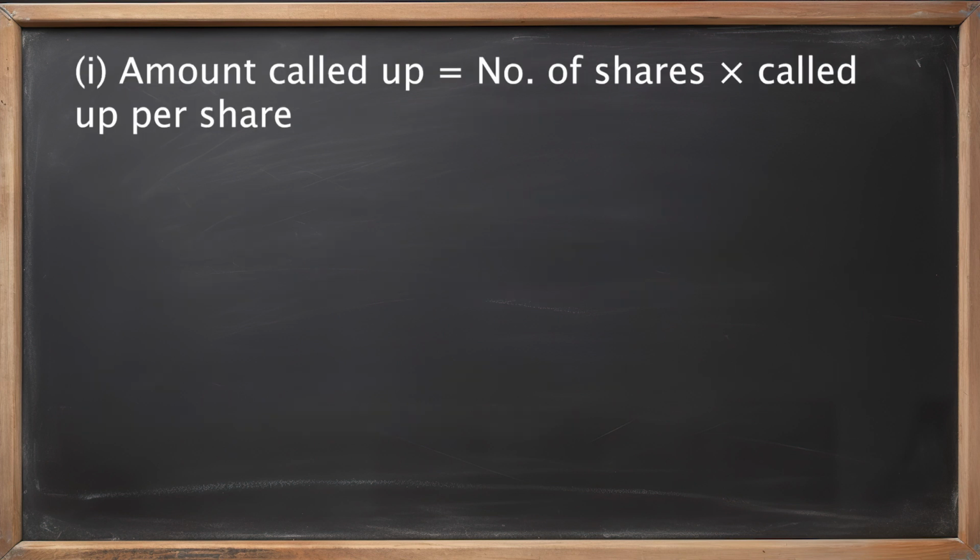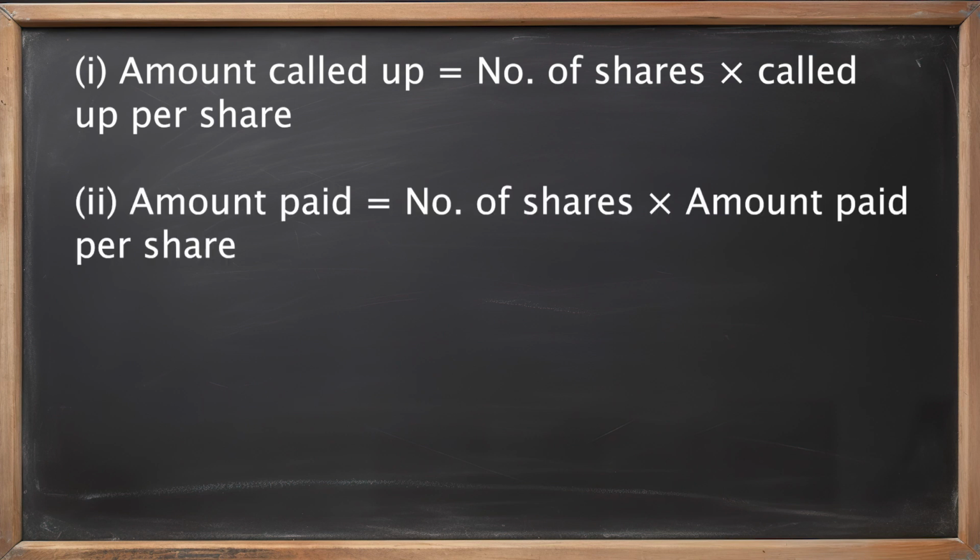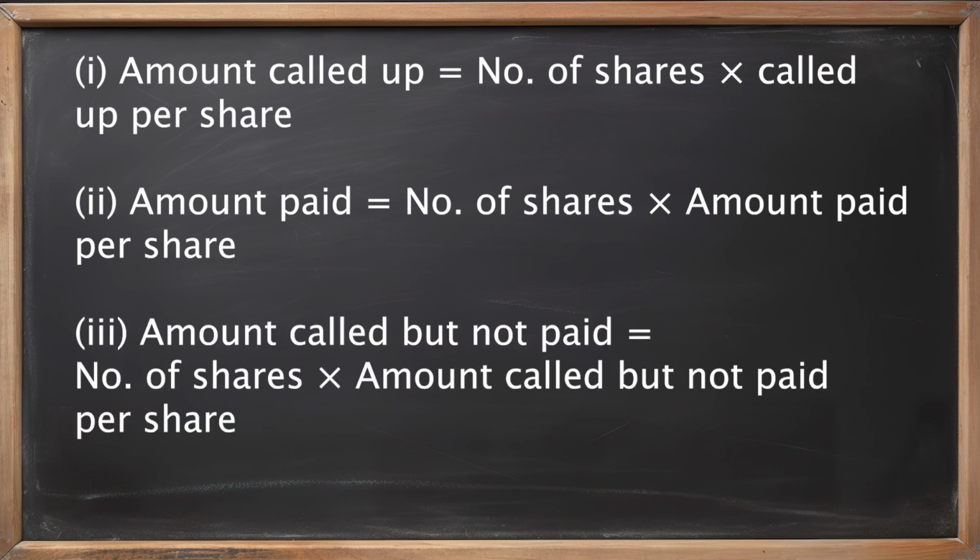The point to be noted here is that the amount called up is equal to the number of shares multiplied by the amount called up per share. The amount paid is equal to the number of shares multiplied by the amount paid per share. The amount called up but not paid is equal to the number of shares multiplied by the amount called but not paid per share. Let us solve a question on this topic.